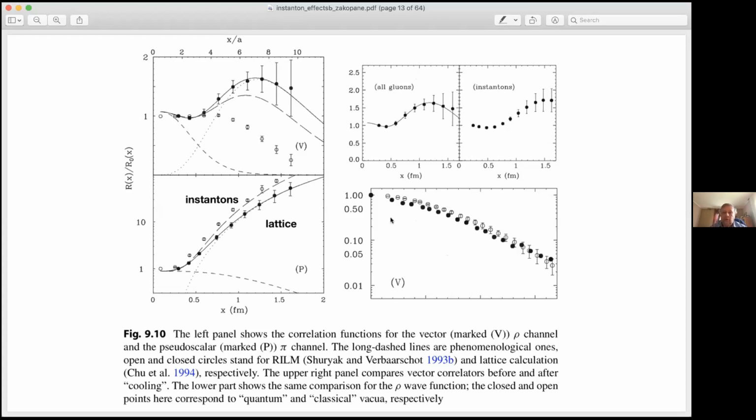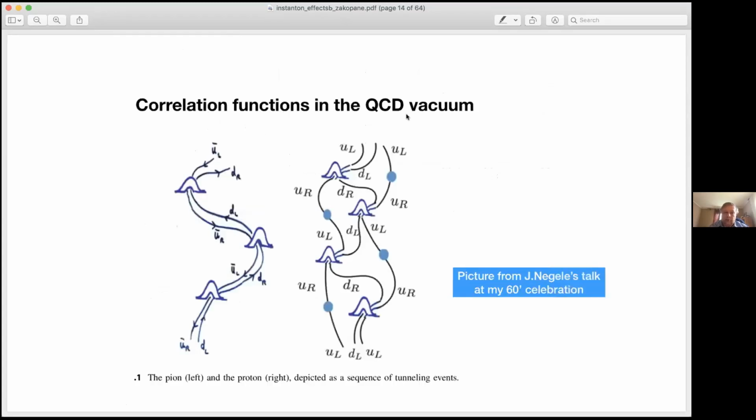So that has shown that really these Euclidean correlation functions have the systematics consistent with the big importance of instantons, and even dominance in that sense. Now this is a good picture summarizing it, which was drawn by Jack Negele. If you look at the pion, roughly speaking, the pion is a sequence of tunneling events. Each instanton is a tunneling event. And I was telling that this is not like a tile.